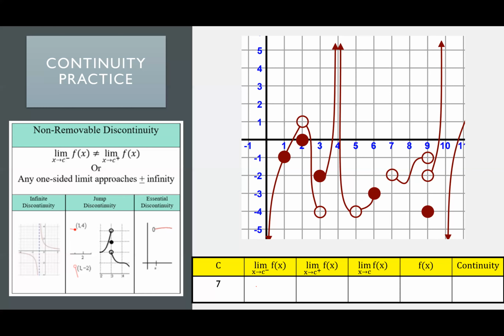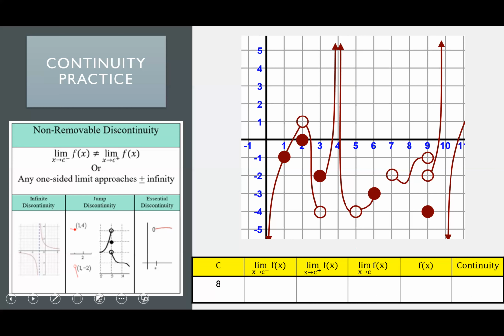7, -2. Oh wait, sorry, does not exist. -2 does not exist. Non-removable, and it's still essential. Oh yeah, essential. Awesome.